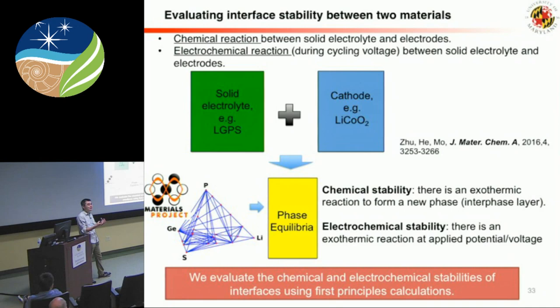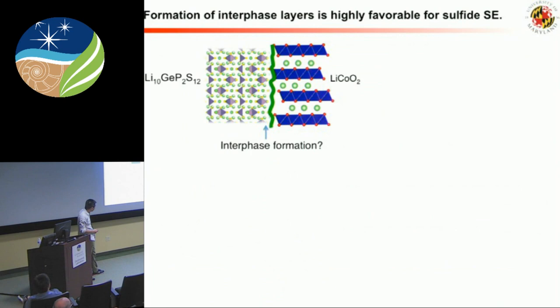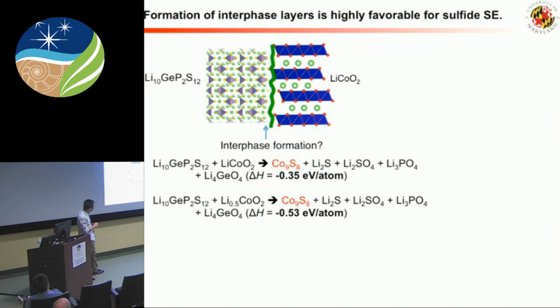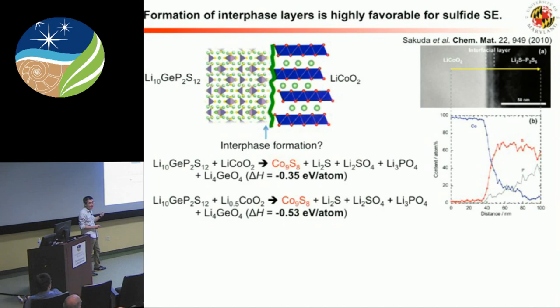We can still evaluate this using the thermodynamic scheme that we have. Essentially, we put these two materials together with a certain ratio and see whether they form some combination of phases that has lower energy. If they do, this means it is thermodynamically favorable for them to react and turn into something else, and that tells you there is a chemical stability issue. And if this reaction happens at a certain driving voltage, that means there is an electrochemical stability issue.